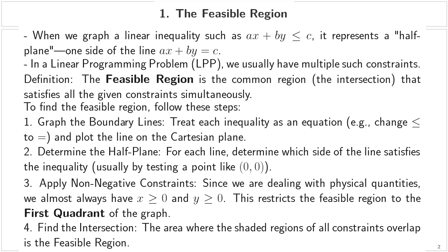Finally, find the intersection. After you have shaded the regions for all your individual constraints, look for the area where all those shaded parts overlap. That specific overlapping area is your feasible region.